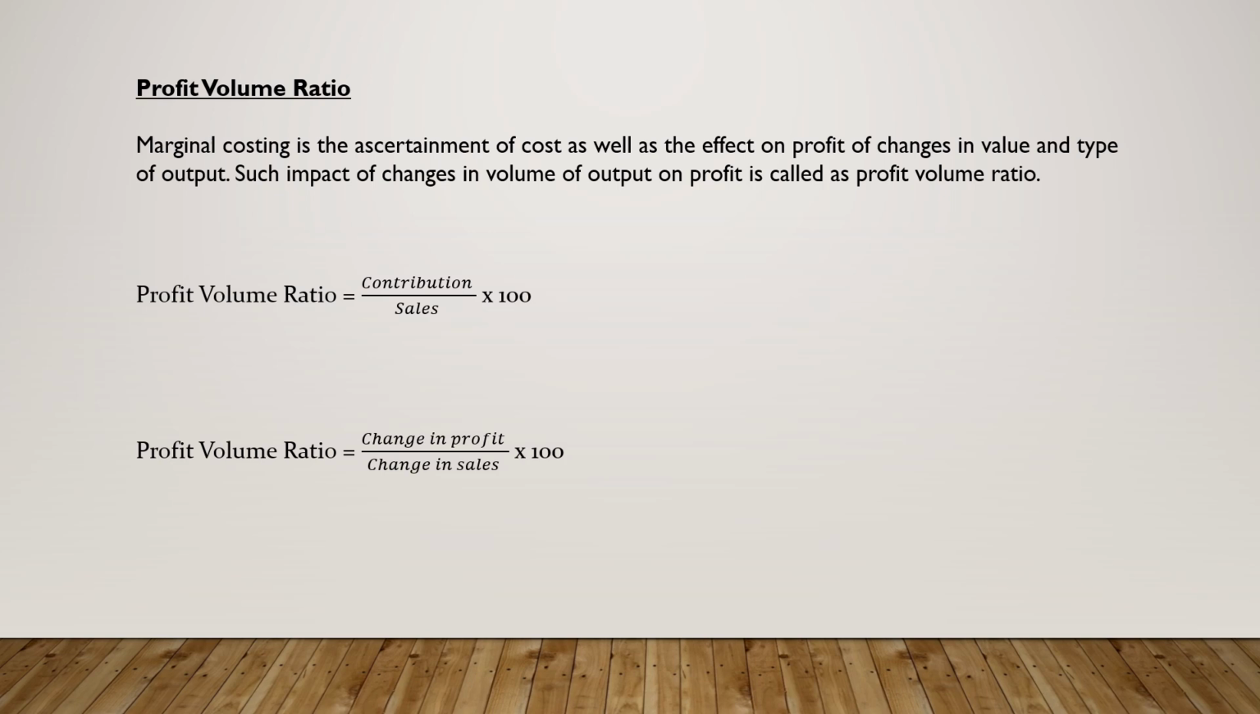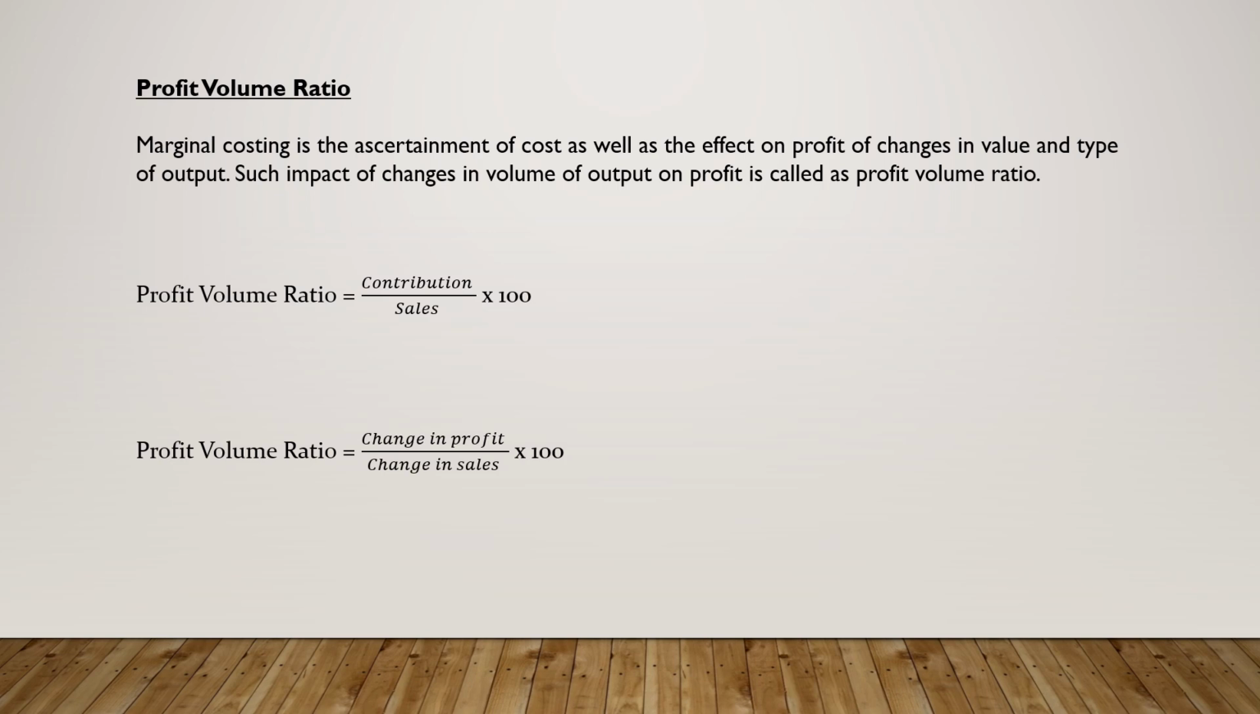So, profit volume ratio is also known as contribution margin ratio. You have to note this down. This is very important because the other name for profit volume ratio is contribution margin ratio. It measures the relationship between the contribution margin and the sales revenue. The formula for profit volume ratio is contribution upon sales into 100, and you will get the answer in percentage. So the PV ratio, profit volume ratio, you will get in percentage.